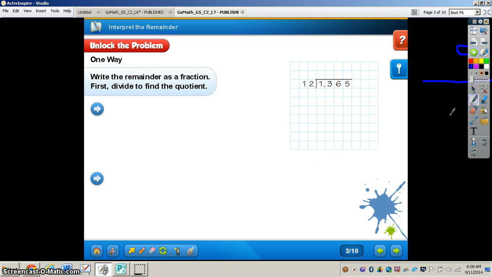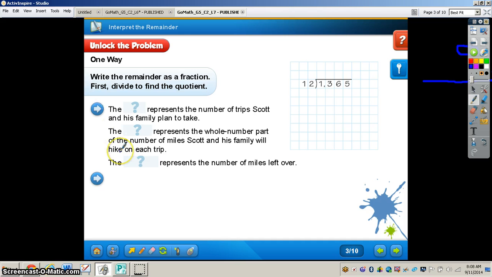So first of all, we're going to take a look at writing the remainder as a fraction. So the first thing, what you need to do is divide to find the quotient and the remainder. Then we need to decide how to use the quotient and remainder to answer the question. Now remember the steps for division: divide, multiply, subtract, check, bring down.